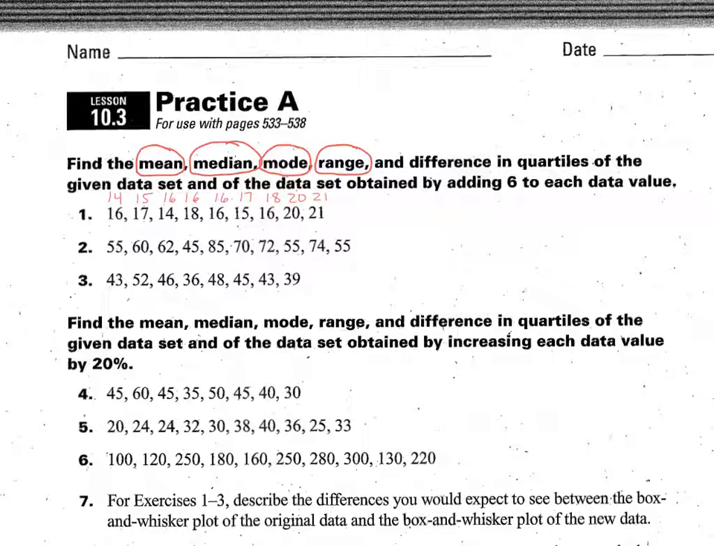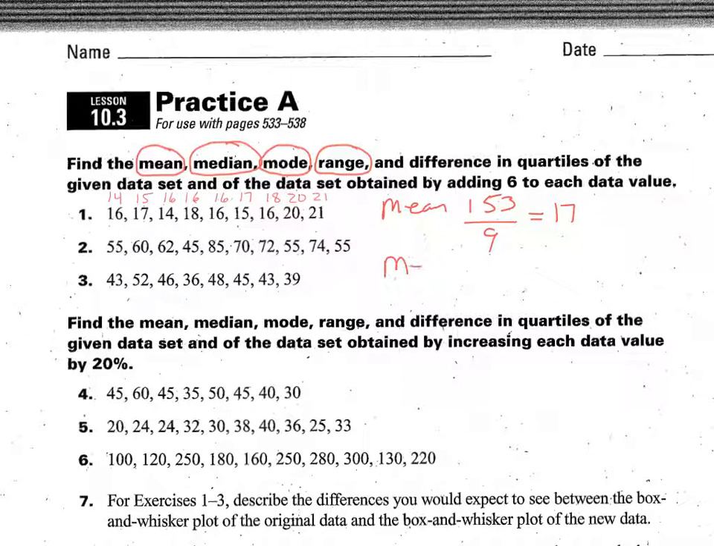So let's start with the mean. Grab your calculator and let's add all those up. So I'm adding 14 plus 15 plus 16 plus 16 plus 16 plus 17 plus 18 plus 20 plus 21. And I get 153. But I must divide by the number of numbers there are, so I'm going to divide by 9. And that means that the mean is 17.